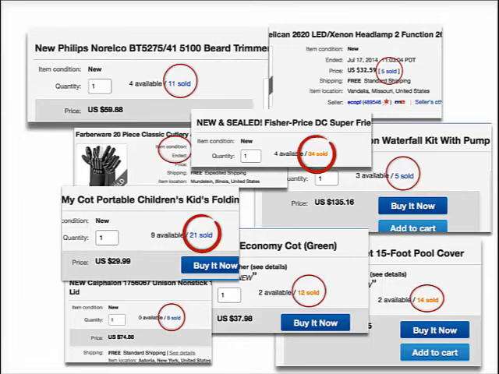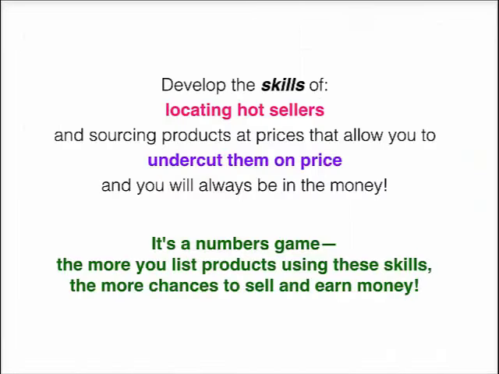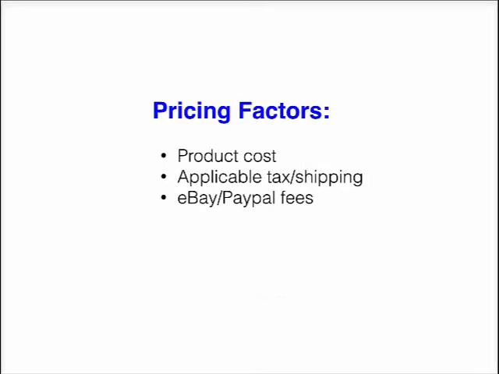All right, so let's move on. The more you develop the skills of drafting off your competitors, the better and faster you're going to get at finding and listing hot products at competitive prices that literally suck the attention towards your products like a magnet. It then just becomes a numbers game. The more you list products using these skills, the more chances to sell and earn money. It's that simple.